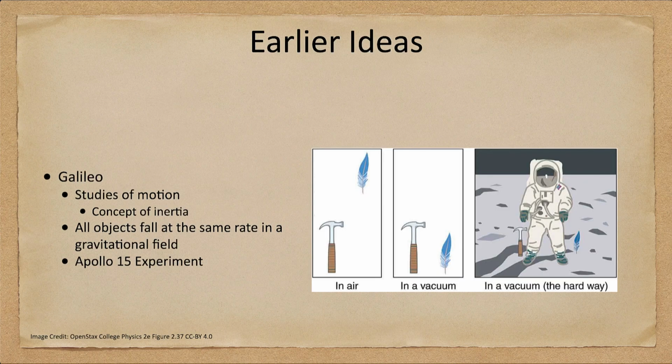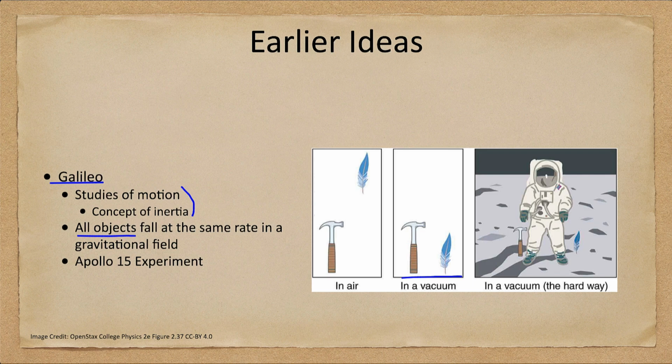And we want to go back a little bit first, and we want to talk about Galileo. Now, we talked about Galileo and his telescope in a previous discussion. However, we also know that Galileo gave us a couple of other things, including the concept of inertia and the idea that all objects fall at the same rate in a gravitational field. And what that means is that if you drop a hammer and a feather at the same time, they will land at the same time. Heavier objects do not fall any faster than lighter objects. In fact, they fall at exactly the same rate.